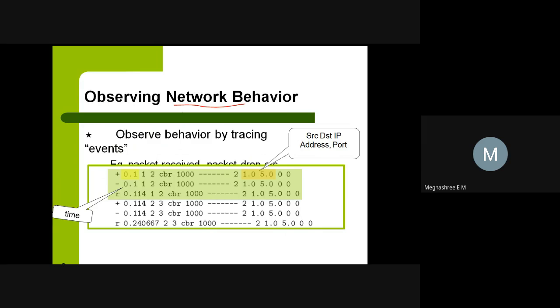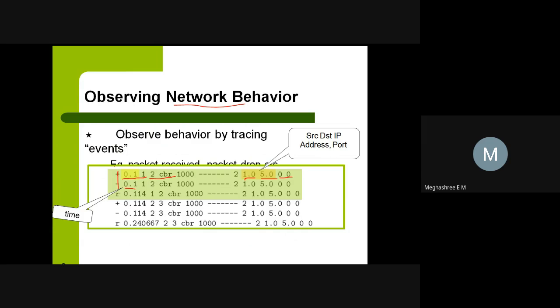If you want to analyze the network behavior, we are going to trace the events that happen in the network. If you see in this box, there are many columns here. This particular column represents the time at which the packet is sent from the node. You can also see the source and destination address and port address. All this can be recorded using the NS2 simulator. Looking at this log, you can analyze the network behavior. This is very important.